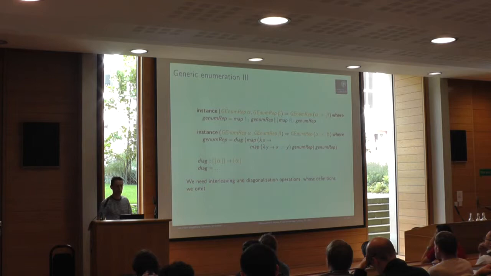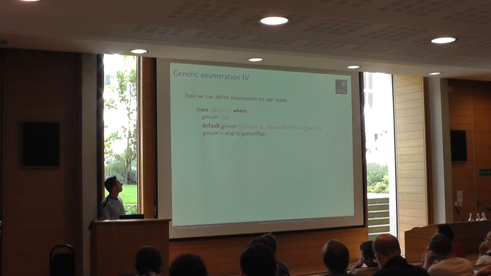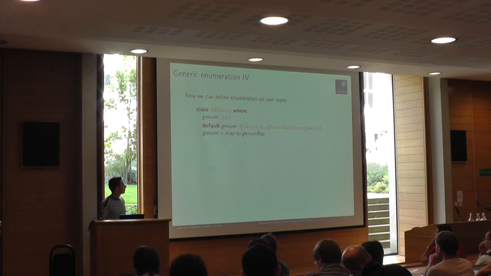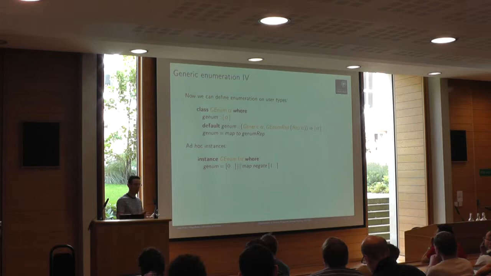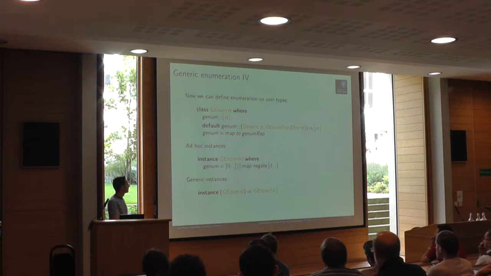And now we can finally say how enumeration is done on user data types. We just provide a default implementation that says, enumeration is just applied on the representation, and then you apply the conversion function to it. Things like integers and base types can have ad hoc instances, so not generic, but special in a way. And here I show this, but it could as well just be naturals. For these, you just need to give an empty instance head, and they are going to use the generic default over there. So this is how you write enumeration in a generic deriving.